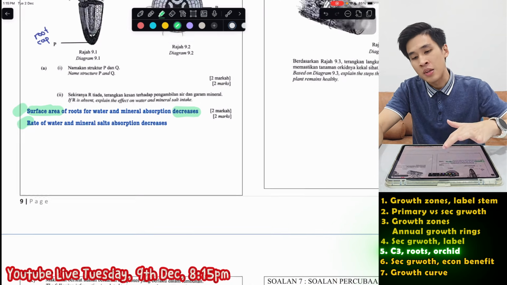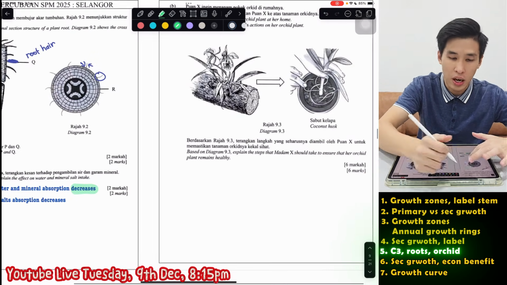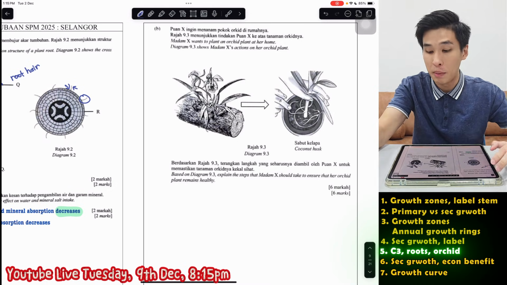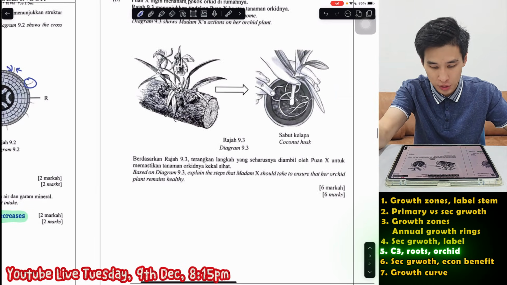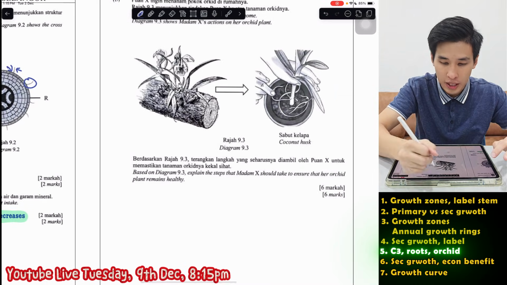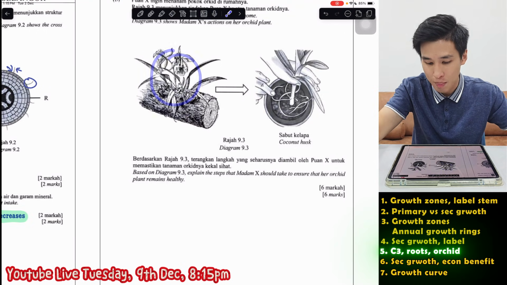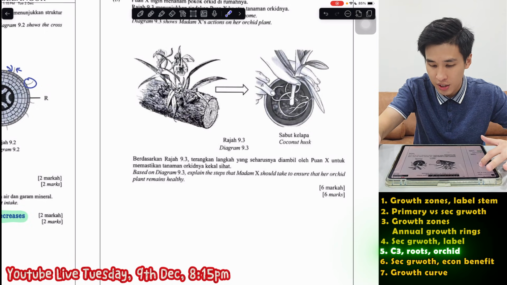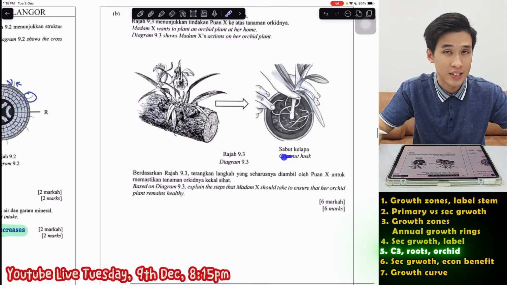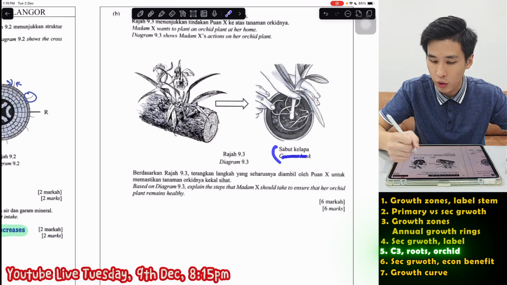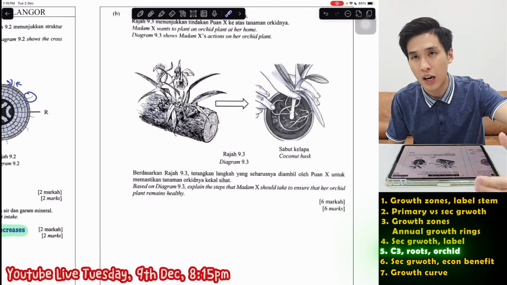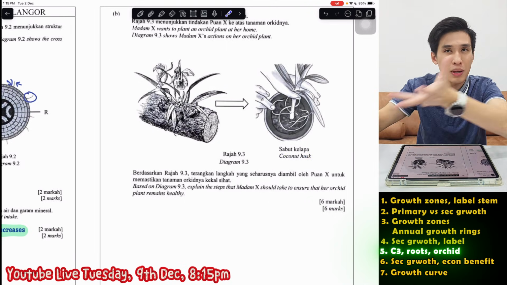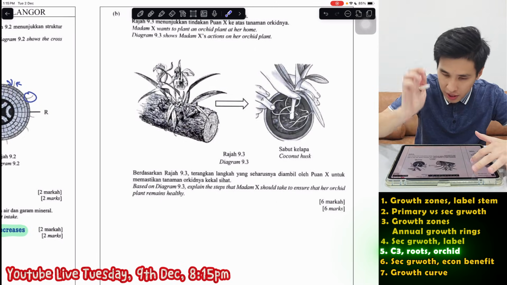So that's the thing. Okay, this one a bit of K-Bud question. I believe that whoever sat for Selangor paper 1, okay, this one a bit struggle. So they show you that you have an orchid plant. Explain the steps that Madam X should take to ensure that her orchid plant remains healthy. So what you are seeing here is, right, they use a coconut husk. So very often you see question asking orchid plant in the coconut husk. Why? Okay, I'll explain in a moment.